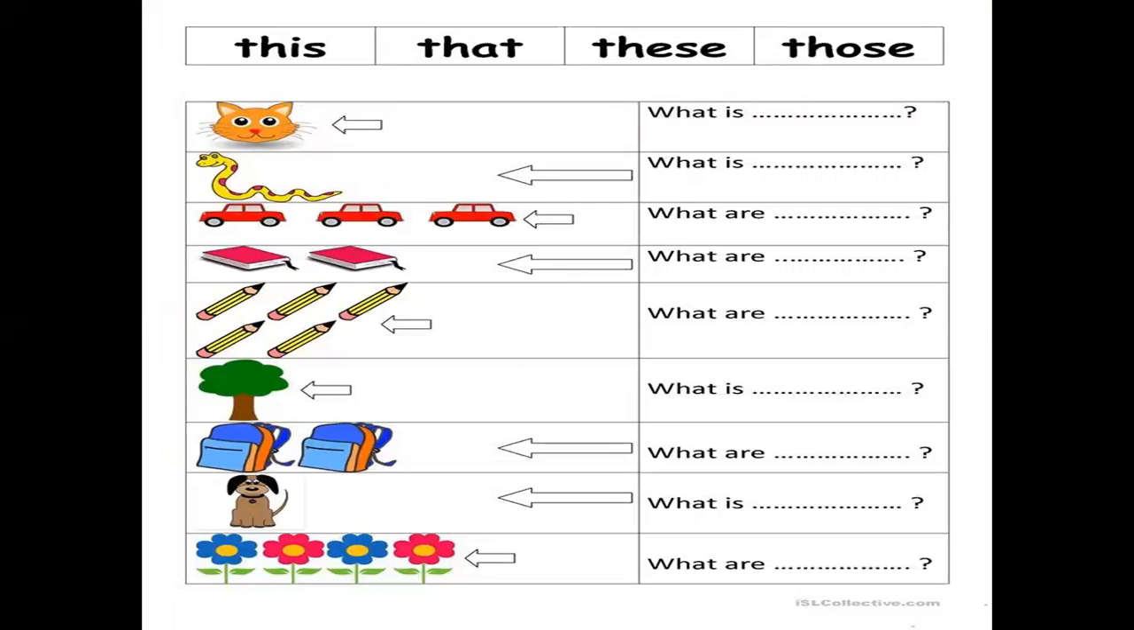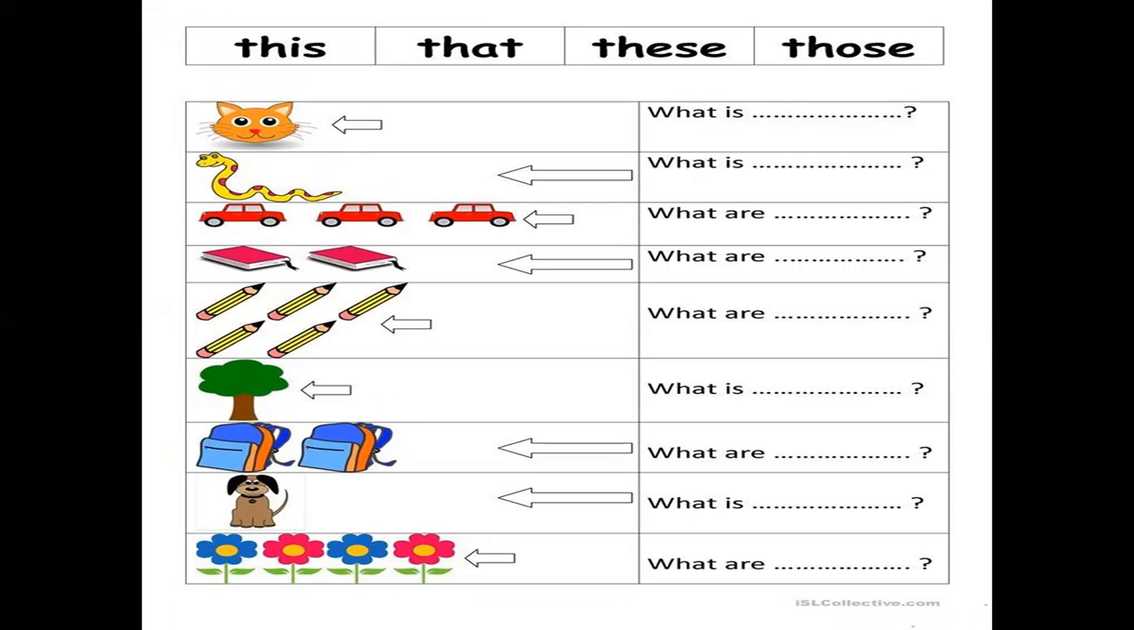Right. This is our last activity. Yes, you can see there are some beautiful pictures here. What is the first picture? Yes, it is a cat. Actually, it is the face of a cat. Right. What you have to do is complete the blanks using this, that, these and those.